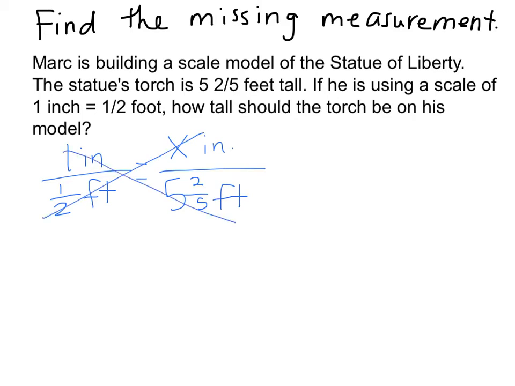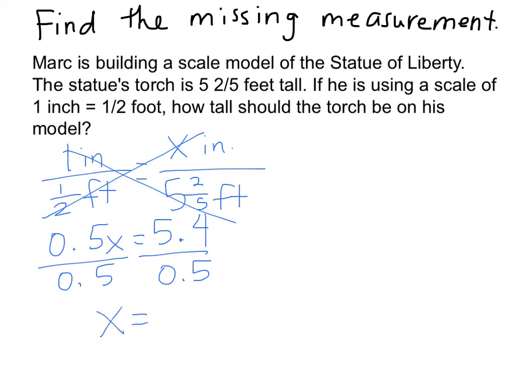And then I'm going to cross multiply. And so over here I have 0.5x, because we can change it to a decimal. And over here I have 1 times 5 2/5, which is 5.4. I'm going to divide both sides by 0.5, and x is going to equal 10.8 inches. And so that's how tall the torch would be on his model.